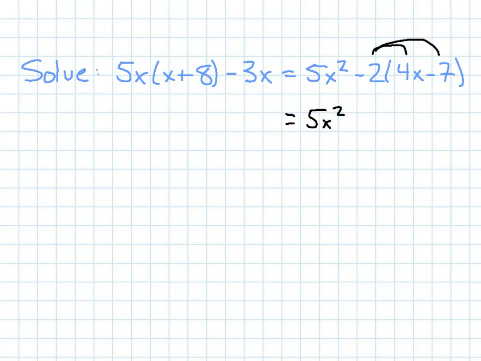Negative 2 times 4x gives me negative 8x. And negative 2 times negative 7 would give me a positive 14. Notice on the right side I have no like terms.